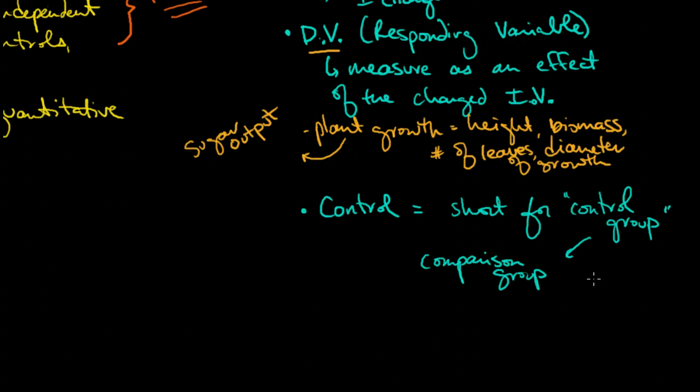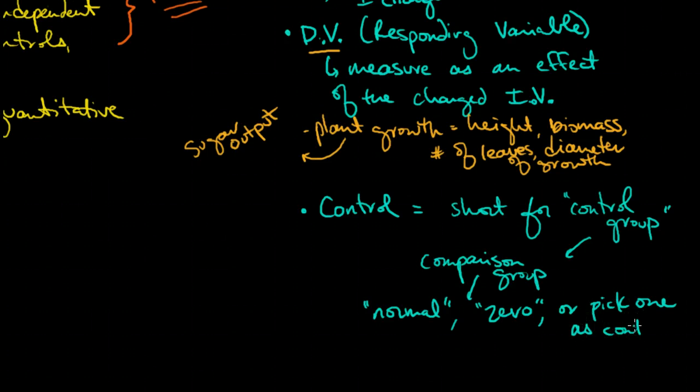So remember, you have to have two groups to test, one against the other. The comparison group is usually normal, whatever the regular condition is. The zero condition, or the group that gets zero treatment of your independent variable, or you just pick one, as long as you can justify it. You pick one as the control, okay?